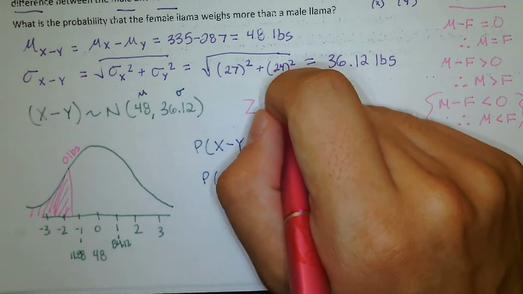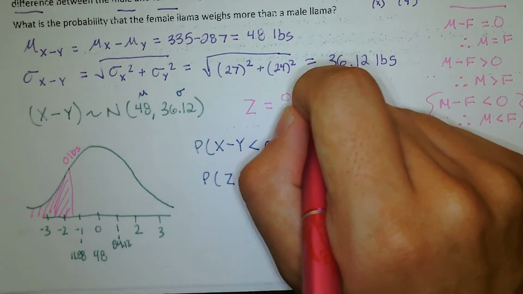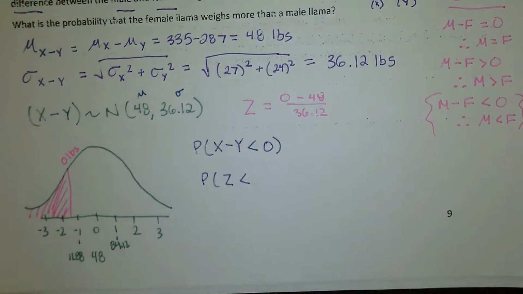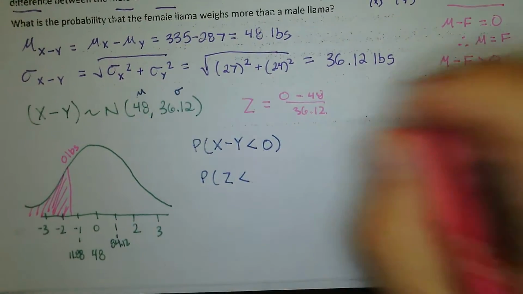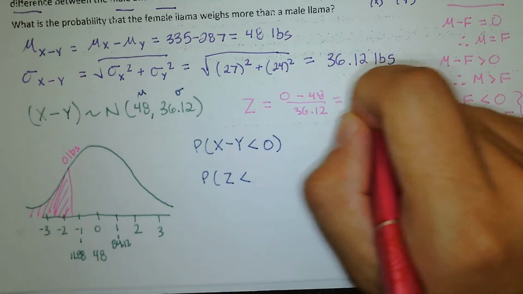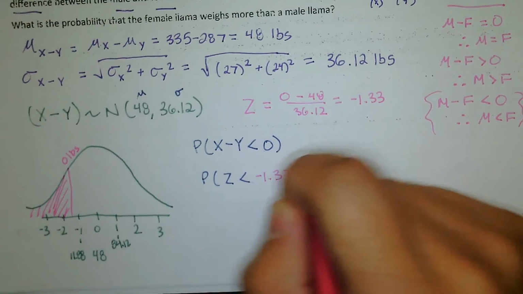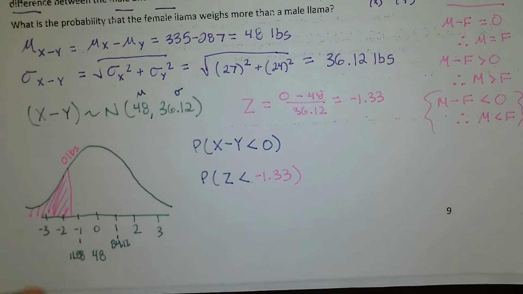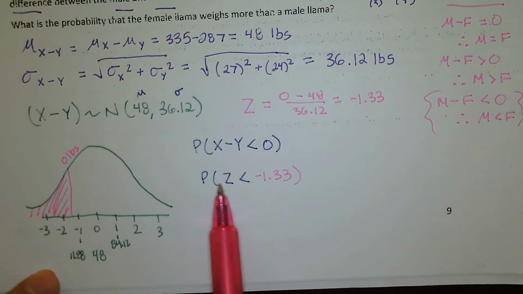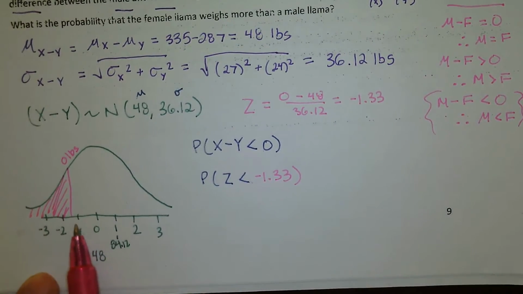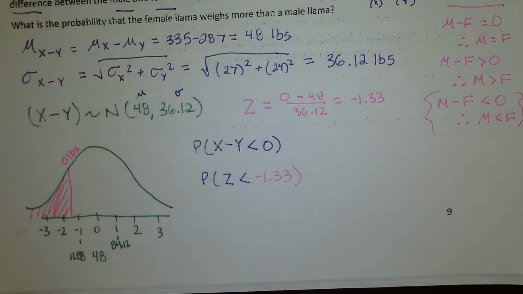So the z-score would be the observation minus the mean over the standard deviation here. And this is going to give us approximately -1.33. So I'll write that in here. So the probability of finding a difference that is negative would be the same thing as finding an observation with a z-score that is less than -1.33. And we check our conditions here. Well, -1.33 is most certainly between -1 and -2. So we're on the right track.